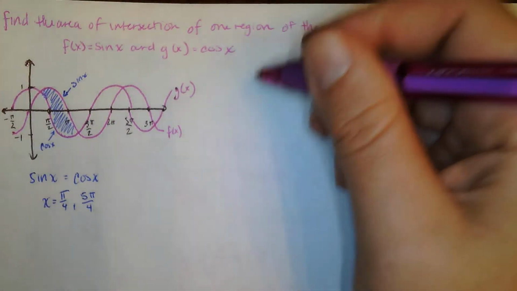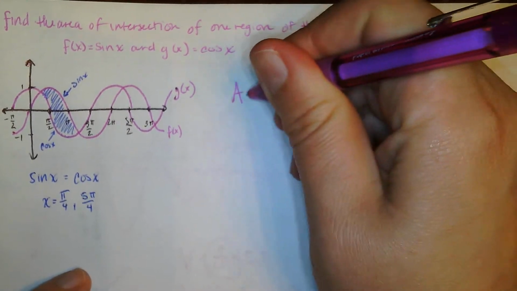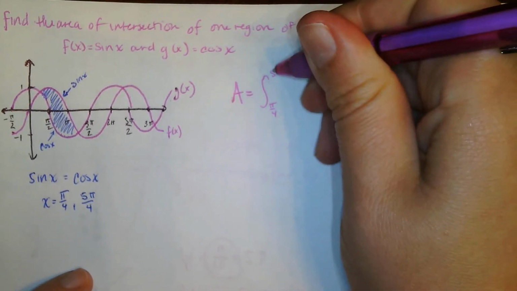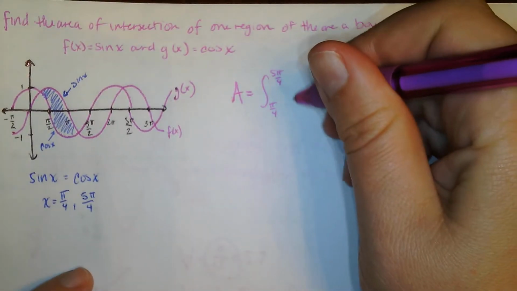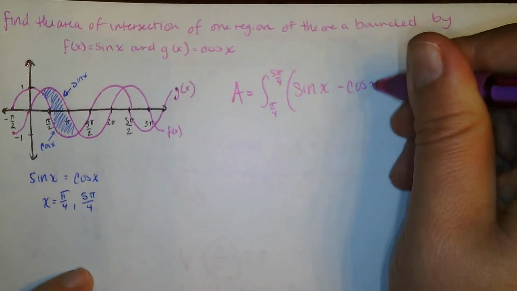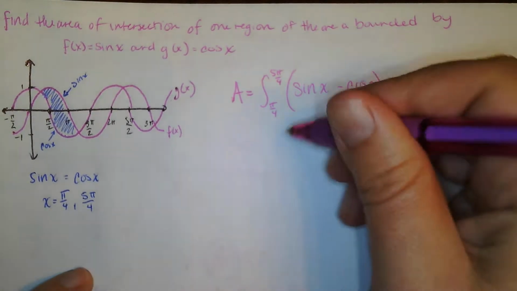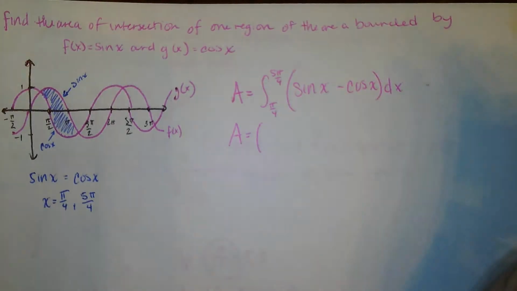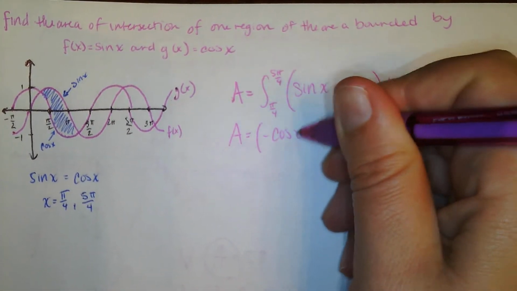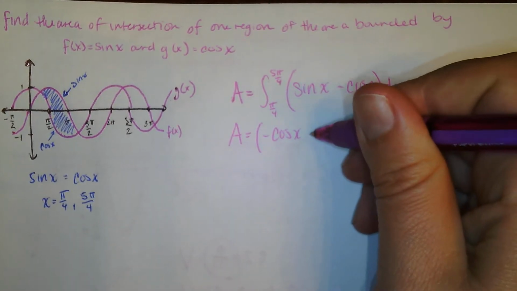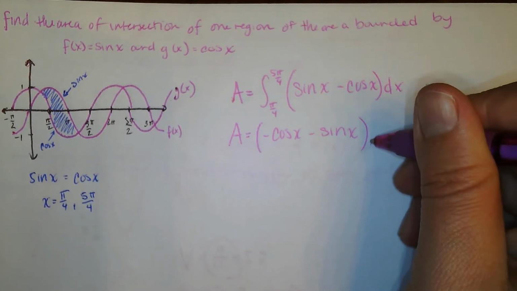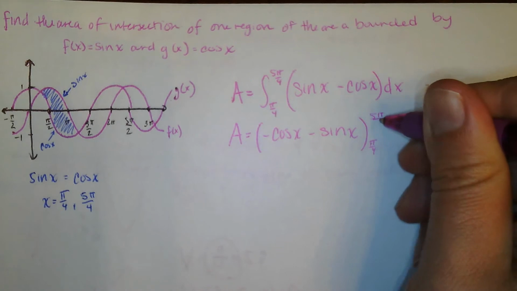All right, now we can actually do the setup, and we're going to get area equal to the integral from pi over 4 to 5 pi over 4 of sine x minus cosine x dx. Let's see. This is good. The integral of sine x is negative cosine x. The integral of negative cosine x is negative sine x. And we're evaluating that from pi over 4 to 5 pi over 4.